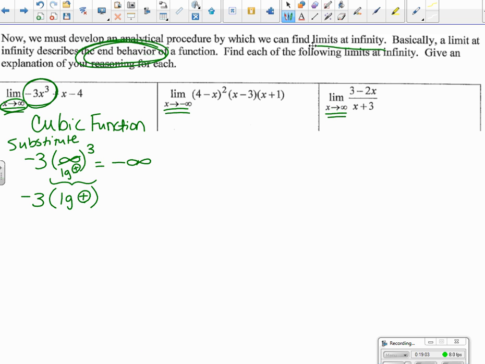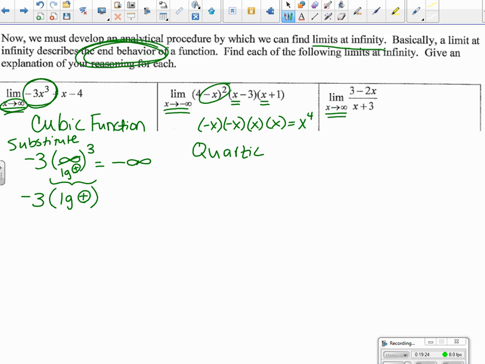Next one, what degree is this function? Well, the first thing I notice is that I'm getting an x to the 2nd power times another x times another x. So it's kind of like I've got a -x times a -x times an x times an x, which would lead me to an x to the 4th. So this looks like a quartic function.